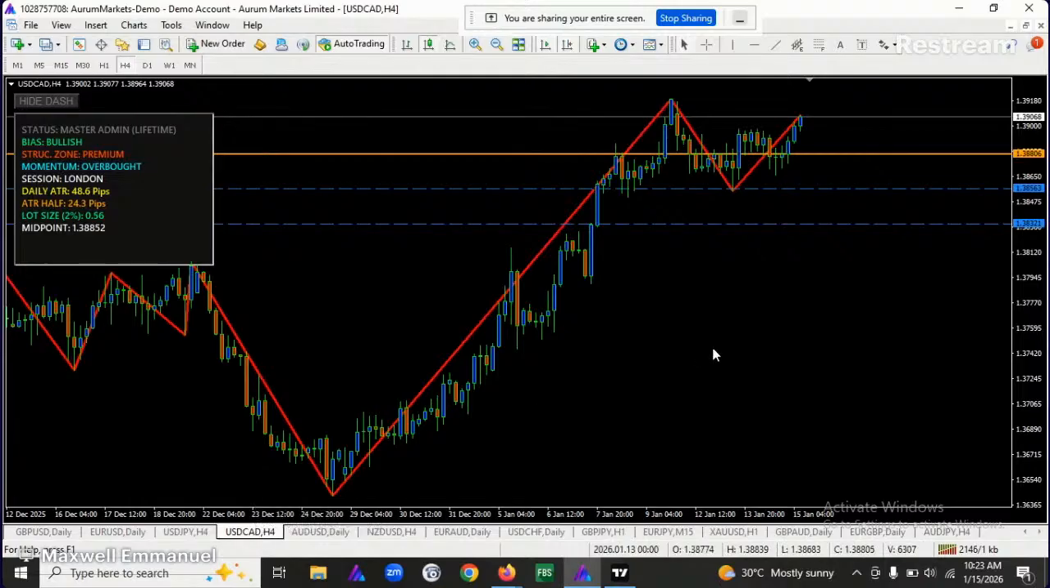USDCAD is bullish, but price is at a premium area right now. So we'd love to see a little retracement on USDCAD before we buy. We'd expect this to change to discount before we buy. Wait for this to change to discount before you buy.